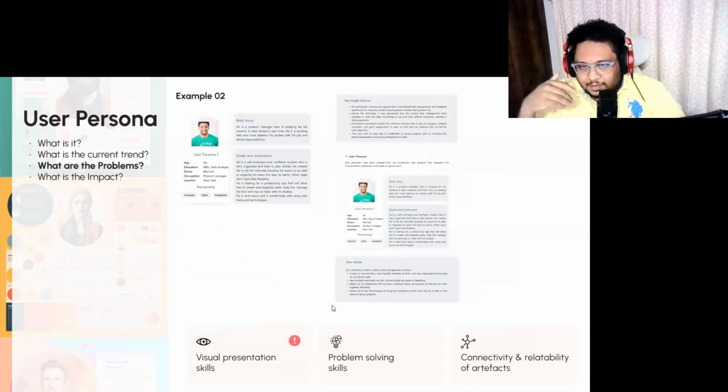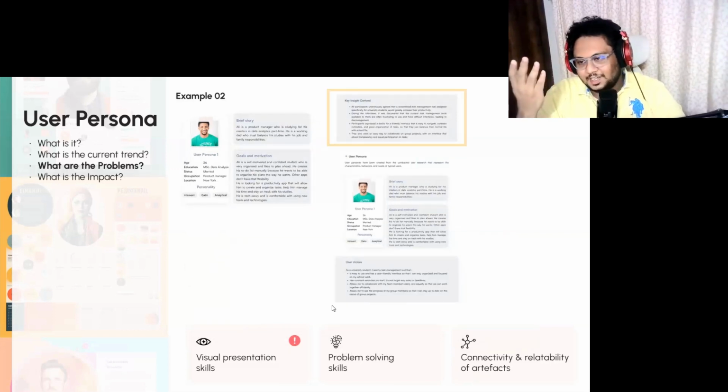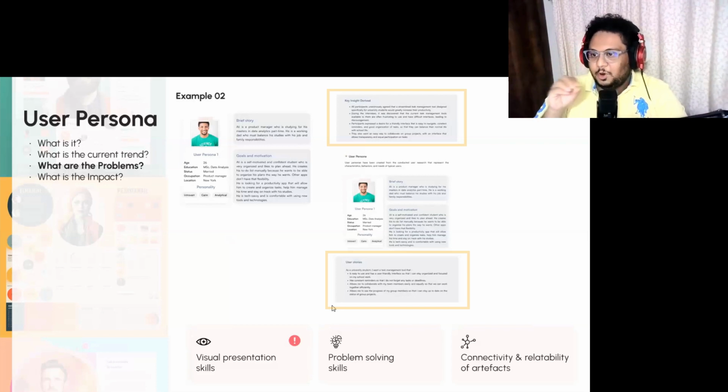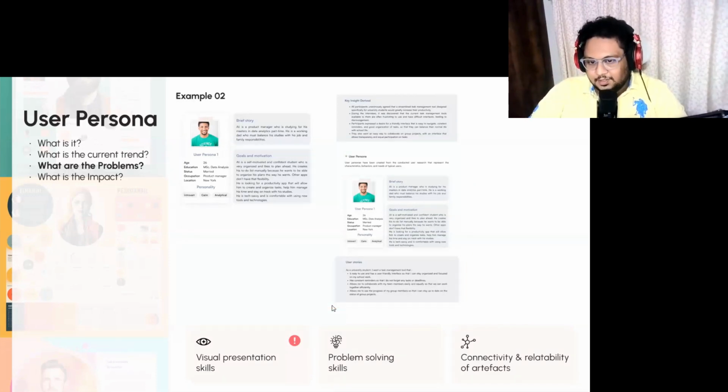And even if you look at it contextually, at the top and bottom of it, there are key insights derived from research, and there are user stories after the personas. So how are they really connected? Those connection points are still not scannable or not there yet, right? Which is where the problem-solving skills still cannot be identified in that 30 seconds.